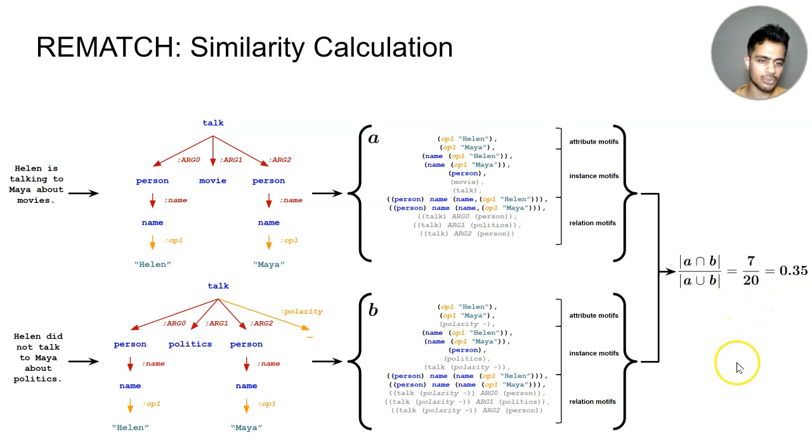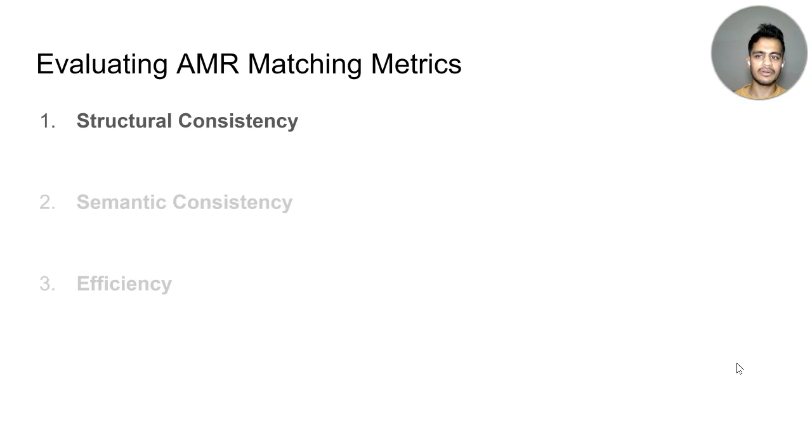So as you can see, Rematch has this two-step, very simple, very straightforward process. So now let's evaluate Rematch against other AMR metrics. The first one is structural consistency.